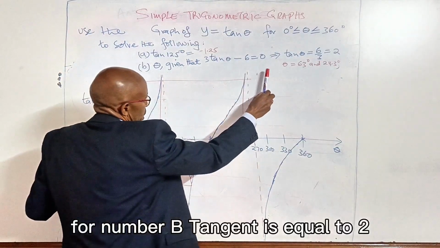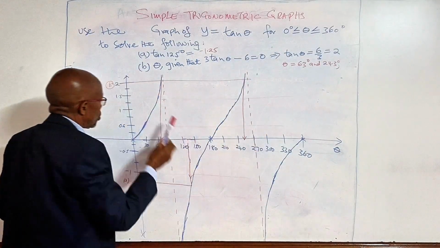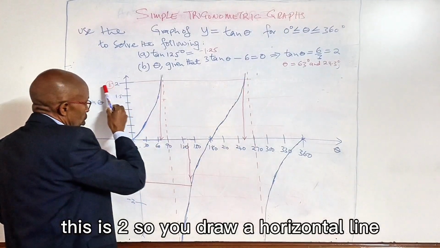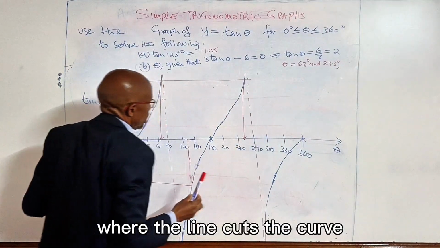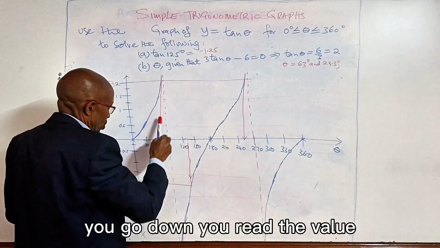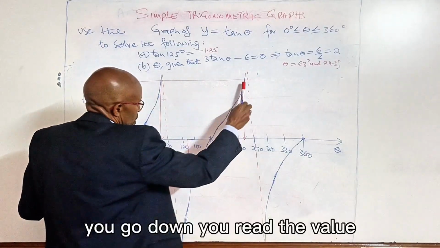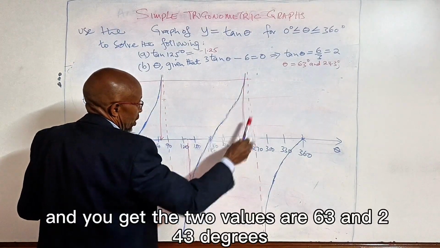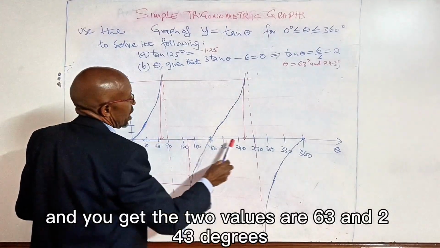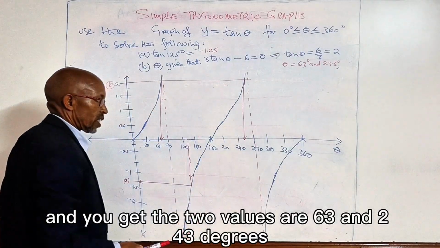For number B, tan theta is equal to 2. This is 2, so you draw a horizontal line. When the line cuts the curve, you go down and read the value. And you get that the two values are 63 and 243 degrees.